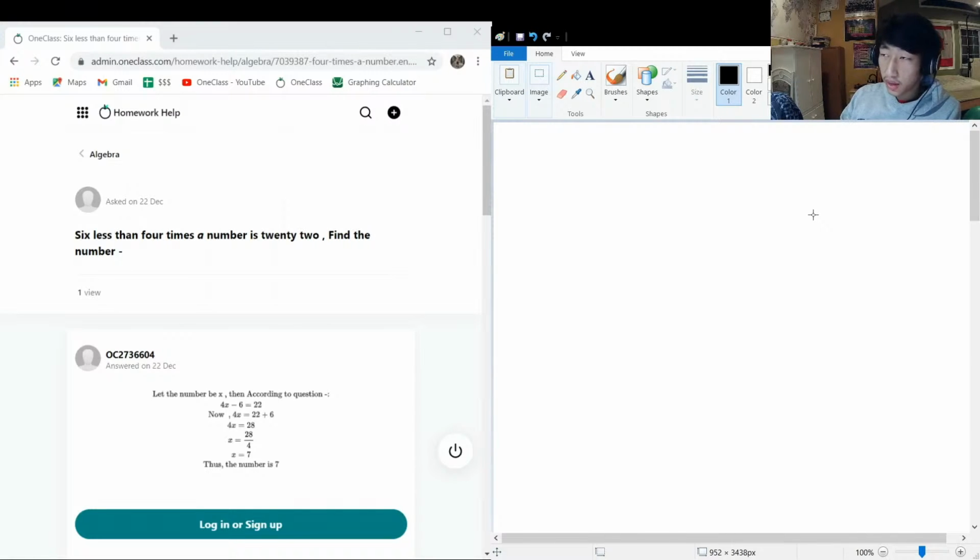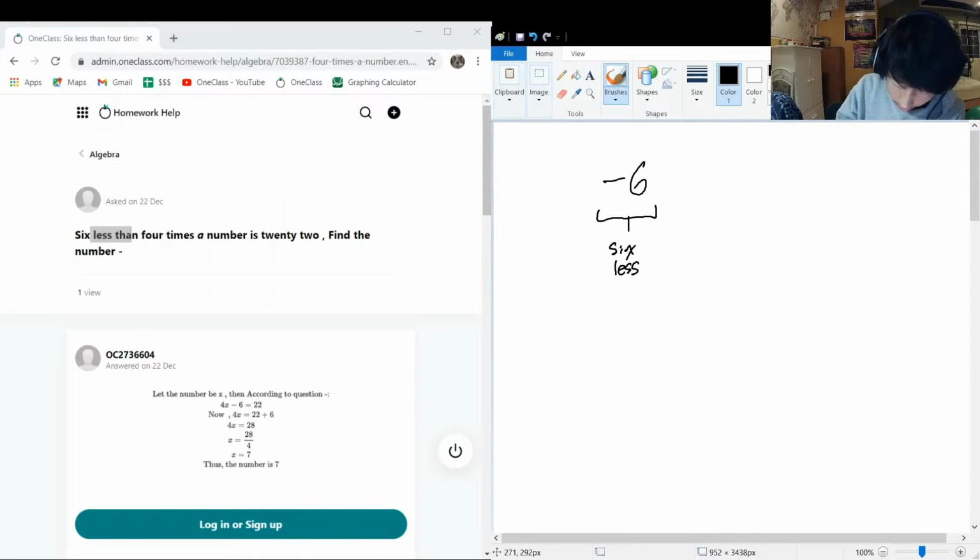Okay, so the next question that we have on the menu is a word question that we kind of need to translate into a mathematical model. And then once we have that, we can solve it and be happy. So the question is asking us, 6 less than 4 times a number is 22. Find the number. Well, we can say a is going to be the number. So 6 less, so it's going to be minus 6.